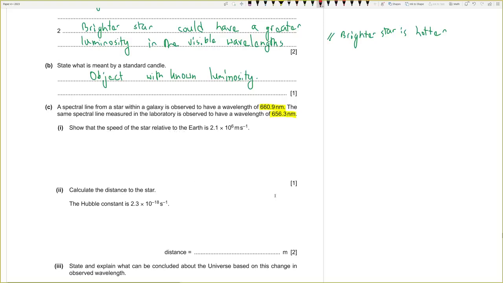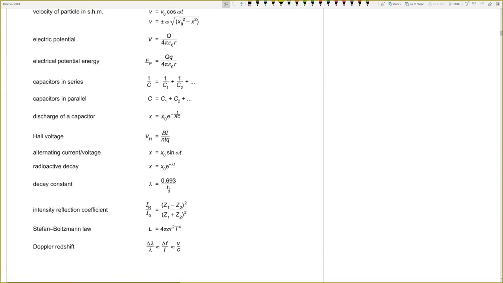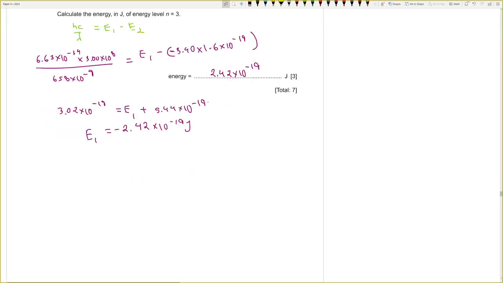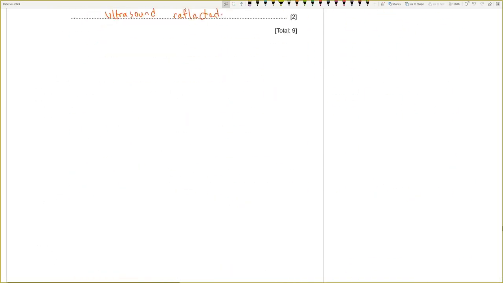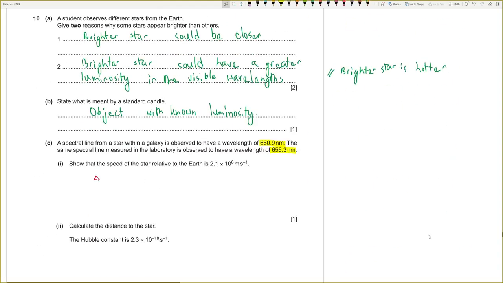So we're going to use the formula for Doppler redshift, which is this. Check this, it was added to the syllabus in 2020. So del lambda by lambda is equal to V by C, where del lambda is the difference in wavelength and lambda is the original wavelength, not the new one, the lower one. So let's do this.